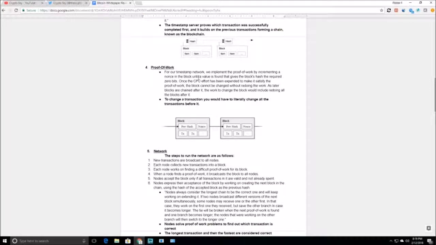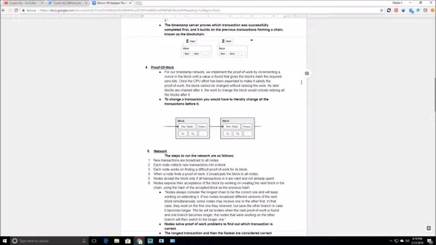So section 4 is proof of work. For our timestamp network, we implement the proof of work by incrementing a nonce in the block until a value is found that gives the block's hash the required 0 bits. Once the CPU effort has been expended to make it satisfy the proof of work, the block cannot be changed without redoing the work. As later blocks are chained after it, the work to change the block would include redoing all the blocks after it.